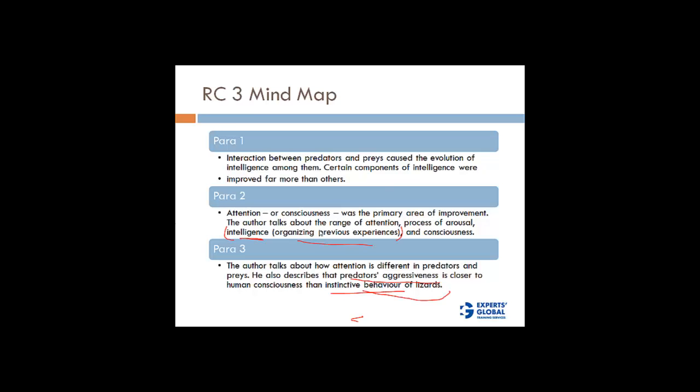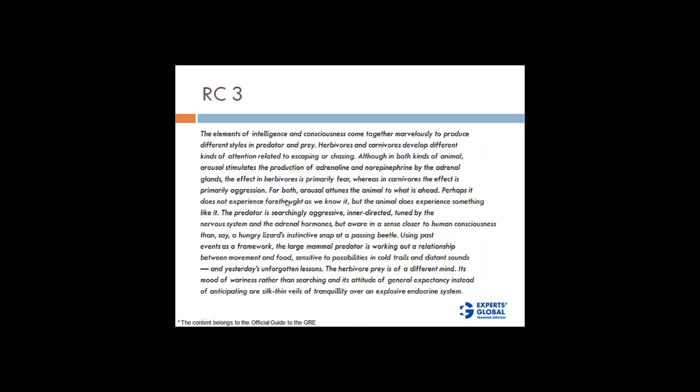So we are here, right? This is where the stimuli are mentioned. Elements of intelligence and consciousness come together marvelously to produce different styles. Herbivores and carnivores develop different kinds of attention related to escaping and chasing, although both kinds of animals. Arousal stimulates. Okay, so there is stimuli, right? We are talking about arousal, right?